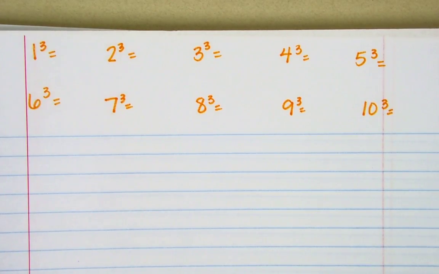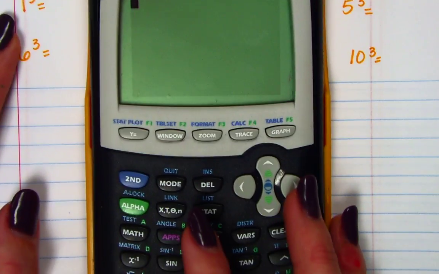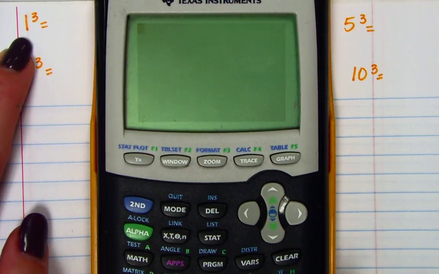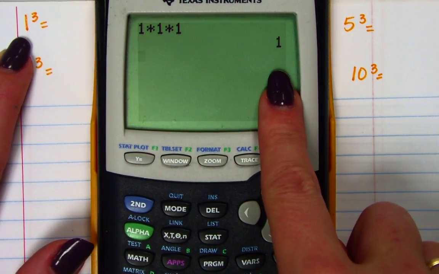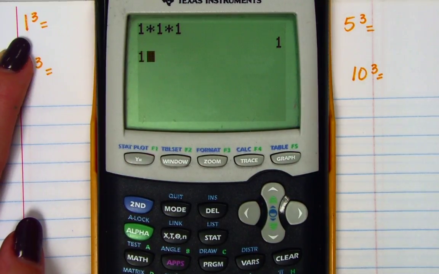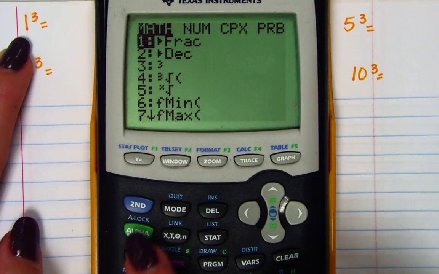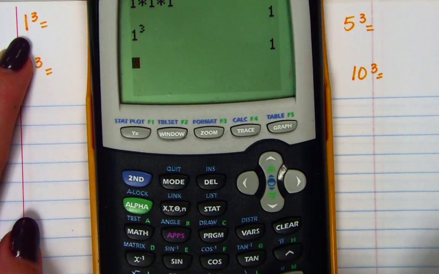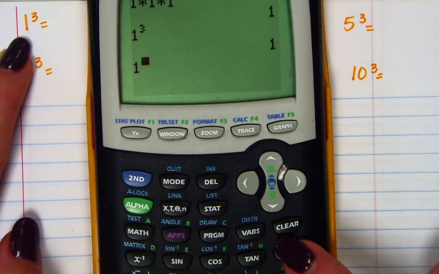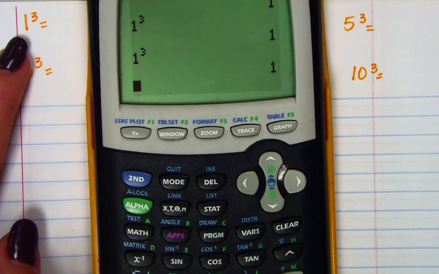I'm going to show you there's a couple different ways you can do cubes in the calculator. I'm just going to start with 1. 1 cubed means 1 times 1 times 1. You can do that, but that's not the fastest or the easiest way. You can do 1 and then math, 3 is cubed. 1 times 1 times 1 is 1. Or you can use this button right here: 1, put it up there to get the exponent and put a 3 there. Either one of those. You can do that with all of these.